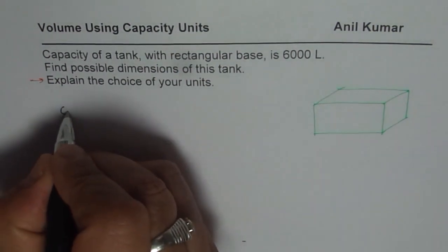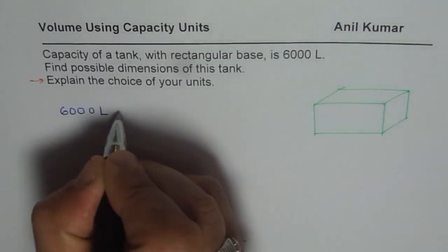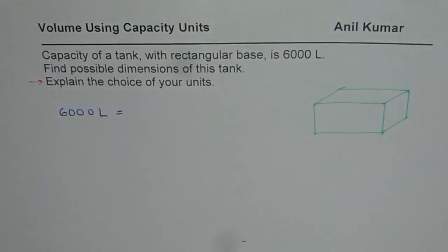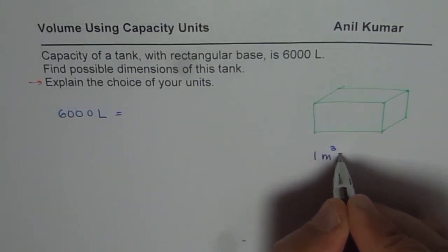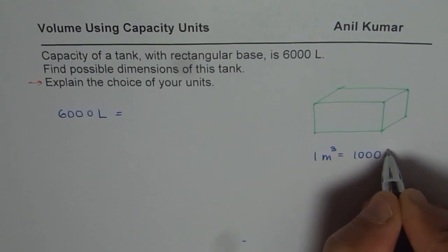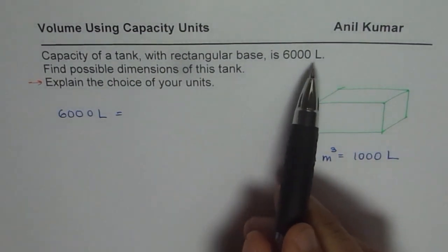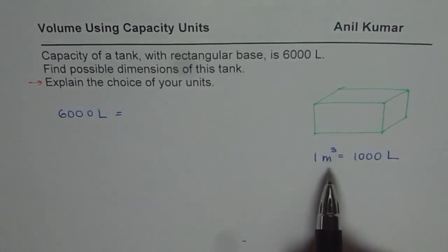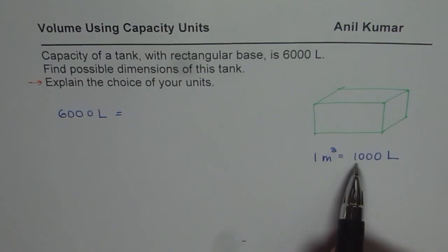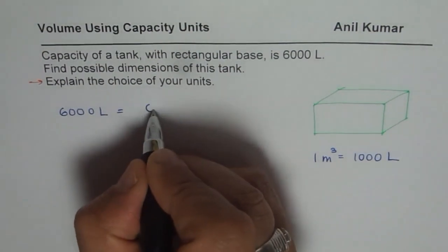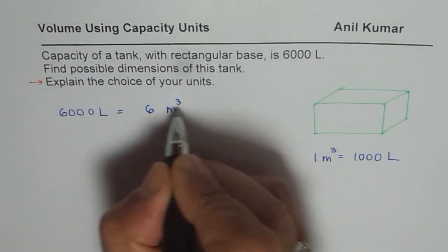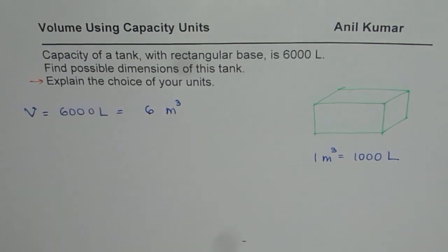So when we say 6,000 liters, then what is the best unit to convert it into? That is the big question. If you remember, 1 meter cube is equal to 1,000 liters. So when we have big numbers, meter cube is a very good unit. So 1 meter cube is 1,000 liters. 6,000 liters should be 6 meter cube, right? So that is the volume or the capacity of the tank which we are looking at.